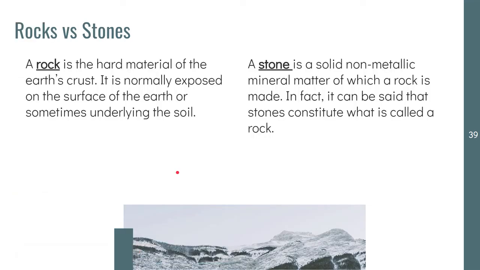So another distinction I hope that you will be able to make is the difference between rocks and stones. So rock is the hard material of the Earth's crust, normally exposed on the surface of the Earth and sometimes underlying the soil. A stone, on the other hand, is a solid non-metallic mineral of which a rock is made. So it can be said that stones constitute what is called a rock.